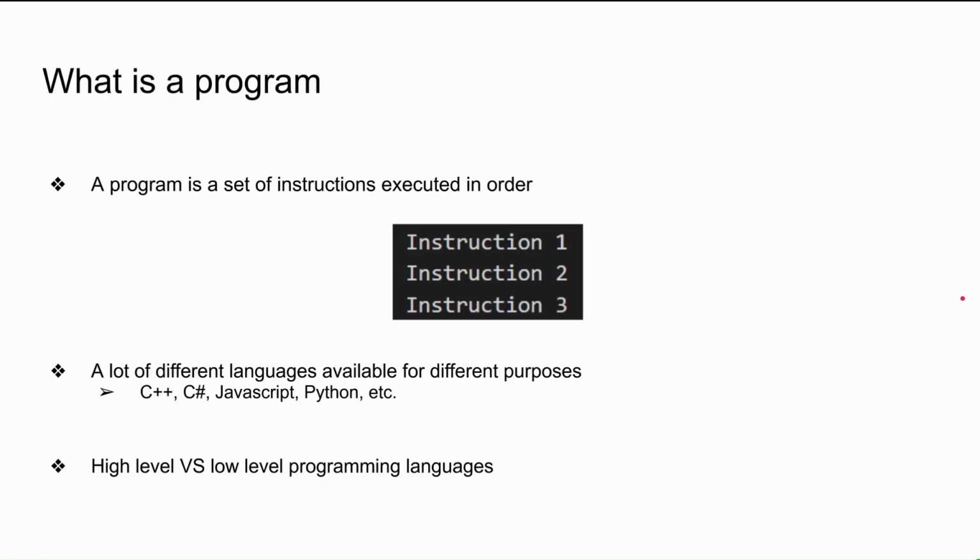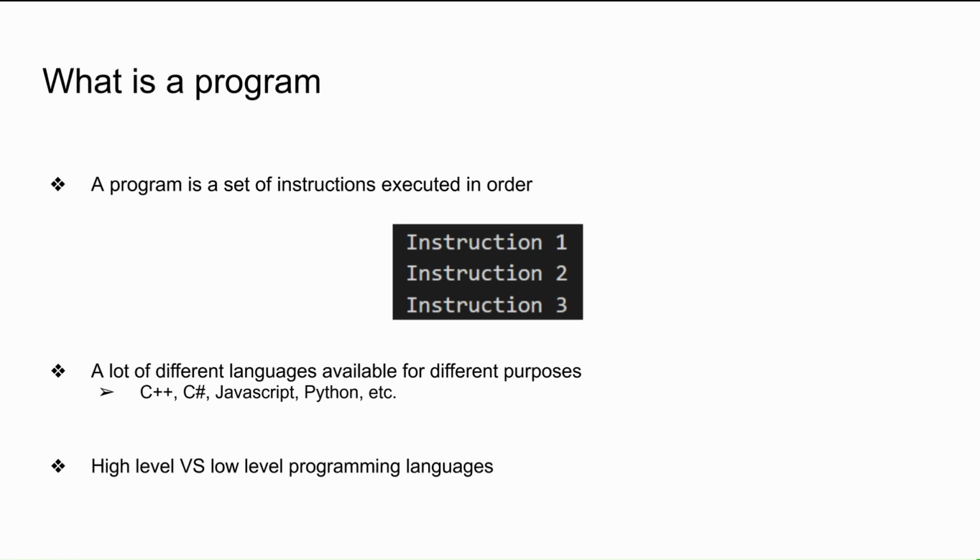A program is a set of instructions executed in order. So if we have these instructions written in a program, first, it will execute instruction 1, then 2, and then 3. And there are a lot of different languages you can use to write these programs, like C++, C#, JavaScript, or Python. And each of these languages can be useful in different situations. For example, C++ is widely used in game programming, while JavaScript is widely used for web development.